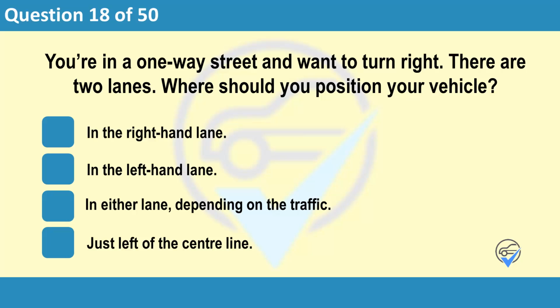You're in a one-way street and want to turn right. There are 2 lanes. Where should you position your vehicle? In the right-hand lane. In the left-hand lane. In either lane, depending on the traffic. Just left of the centre line.